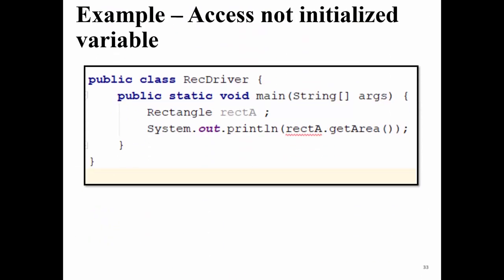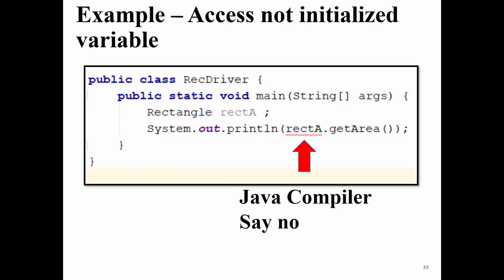Now, if you try this example, I define another class called RectDriver, which uses the Rectangle class. As you can see, in the main, I say Rectangle a, semicolon. By the first line, I didn't create any object. I just say a will be a reference, or a variable of type Rectangle. I didn't initialize it. Then I start trying to use it. The compiler will say no. You cannot use an uninitialized rectangle.